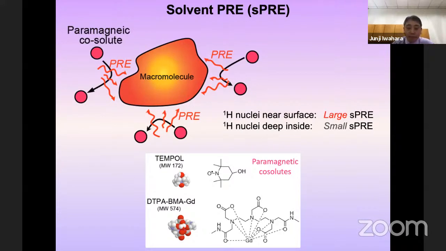So basically, for this type of PRE, a large PRE is observed for proton nuclei near the surface, and proton nuclei deep inside of the molecule usually show a relatively small solvent PRE, or this is called solvent PRE. And we decided to use solvent PRE to study anion-protein interactions.